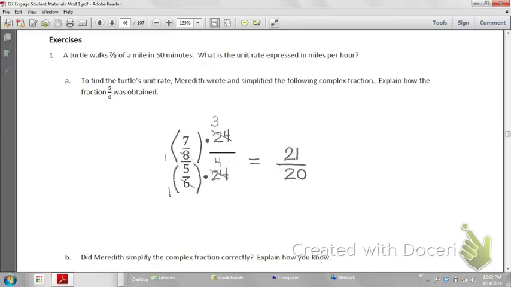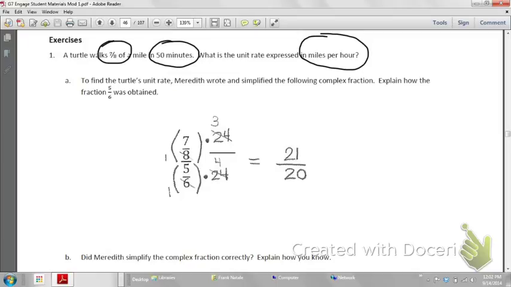So here's our exercise. A turtle walks 7/8 of a mile in 50 minutes. What is the unit rate expressed in miles per hour? Okay, so we're going for the miles per hour. We're given the minutes, we're given the miles, so miles in minutes, but we need miles per hour. Okay, so now it says right here, to find the turtle's unit rate, Meredith wrote and simplified the following complex fraction.